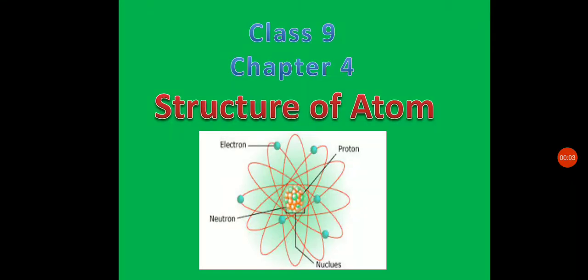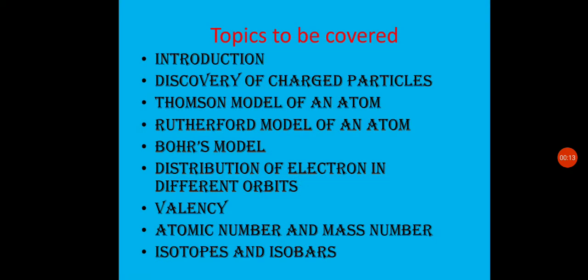Hello, my dear students. Today I will take up a new chapter, Class 9, Chapter 4, Structure of an Atom. In this, the topics to be covered are Introduction, Discovery of Charged Particles, Thomson Model of an Atom, Rutherford Model, Bohr's Model, Distribution of Electron in Different Orbits, Valency, Atomic Number, mass number, isotopes and isobars.